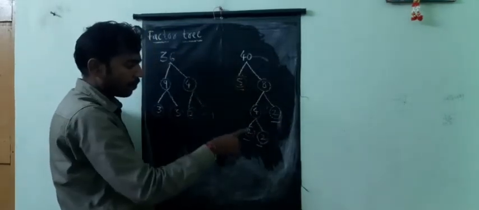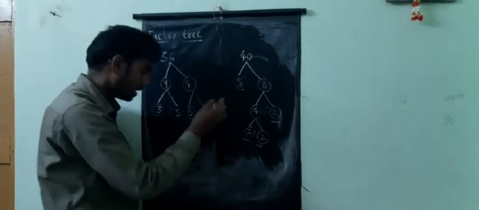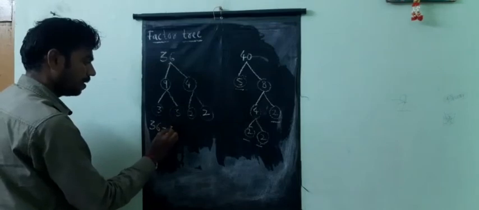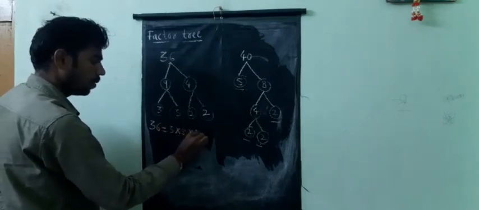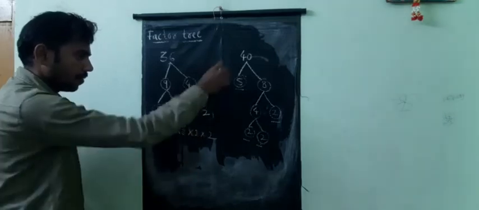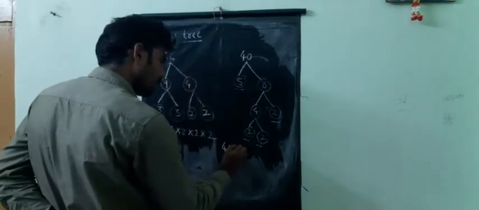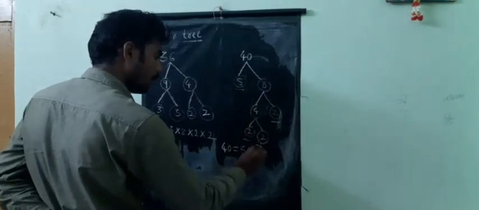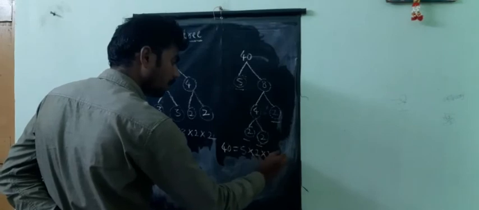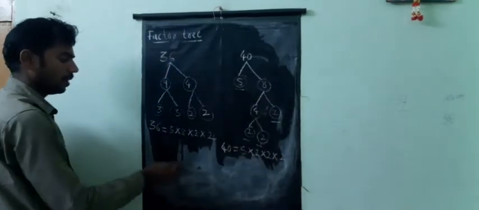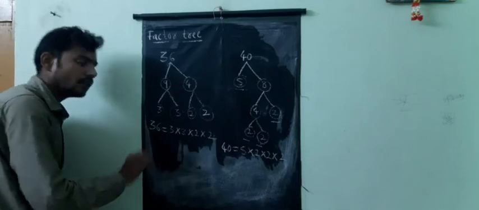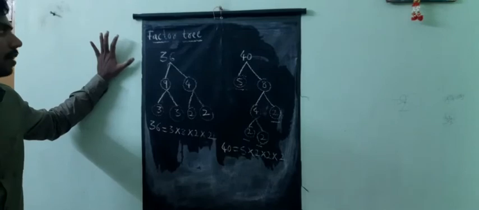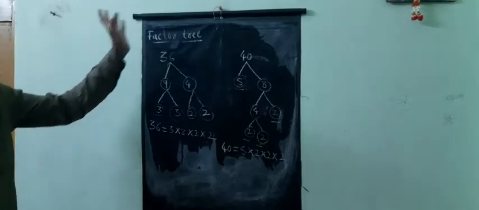So 5 into 2 into 2 into 2. 36 can be written as 3 into 3 into 2 into 2. 40 can be written as 5 into 2 into 2 into 2. 2 4s are 8, 8 5s are 40. 2 6s are 12, 12 3s are 36. So writing the factors in this fashion is nothing but a factor tree. Okay, please note this down.